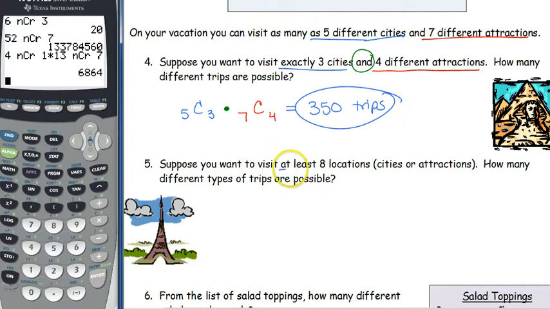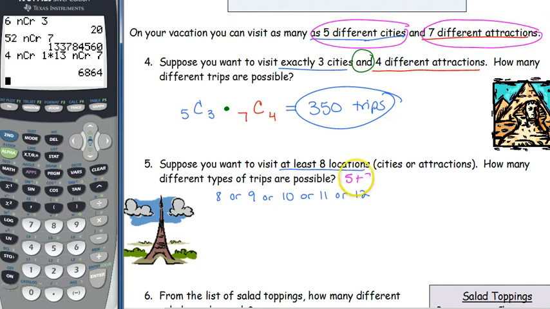So you want to visit at least 8 locations. Again, the hard part about this is actually reading the problem and knowing what you're looking for. Knowing that at least means that I could visit 8 or 9 or 10 or 11 or 12. The reason why we have 12 possibilities is because we have 5 different cities, 7 different attractions. 5 plus 7 means that we have 12 total cities and attractions together. So if we want to visit at least 8 locations, it doesn't matter if it's a city or an attraction, we have 12 things that we are pulling from.